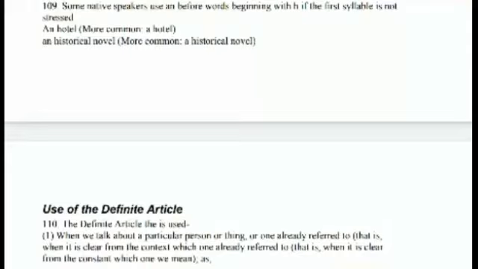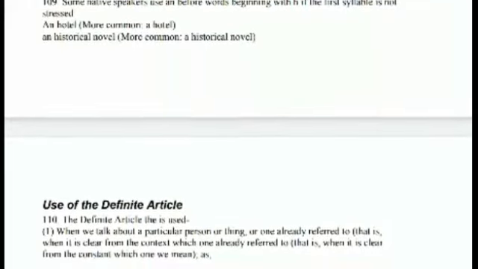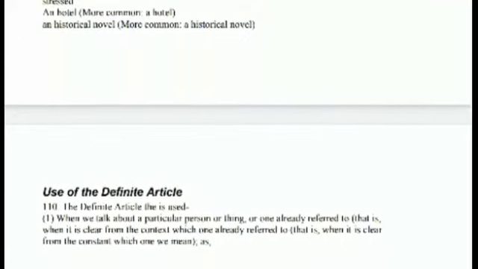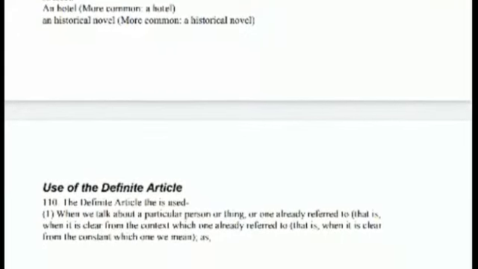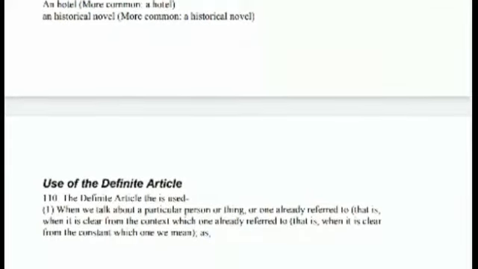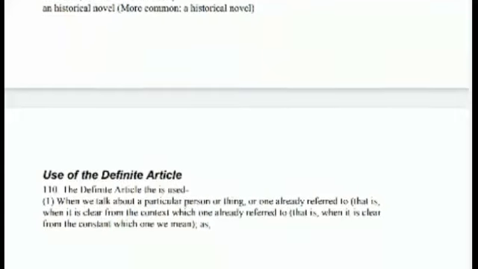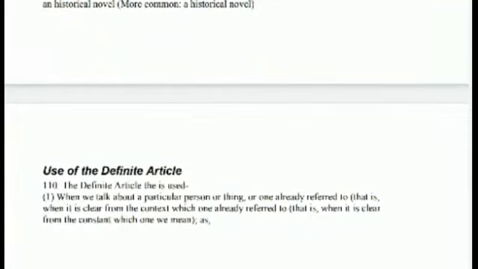Some native speakers use an before words beginning with H if the first syllable is not stressed. An hotel. More common, a hotel. Generally we write a hotel only. Some speakers write an hotel also. An historical novel. More common, a historical novel.